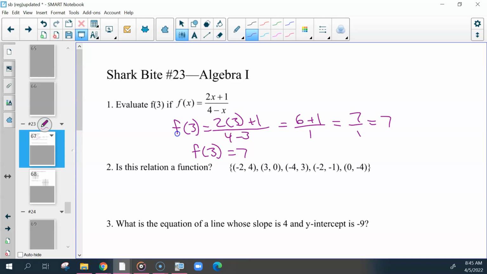For number 2, was this relation a function? No. This would not be a function.